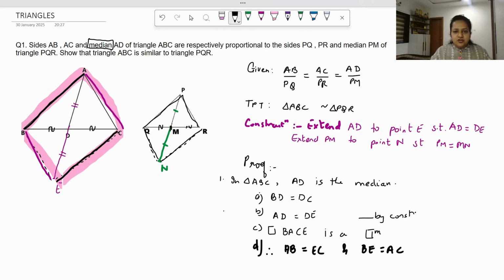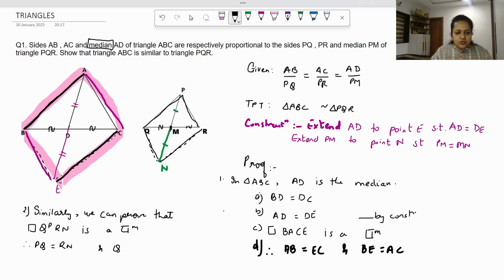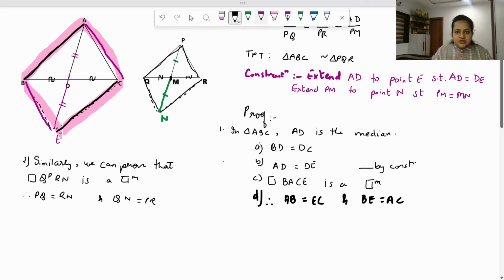All this will be similarly written for the quadrilateral QPRN. So we'll write the second part together. We'll write similarly, we can prove that quadrilateral QPRN is a parallelogram, and therefore we can write PQ equals RN, very good, and QN is equal to PR because they are the opposite sides of a parallelogram, right? With this information, we can now write what was given to us.